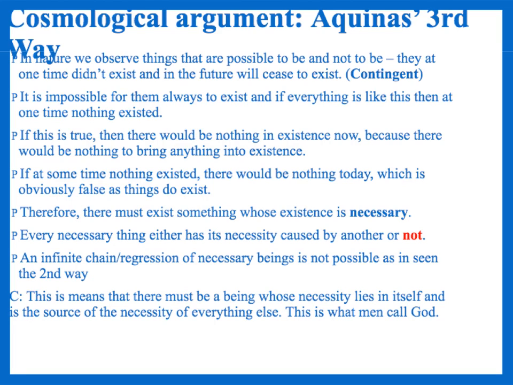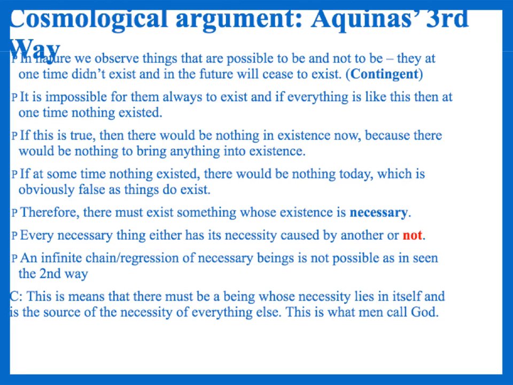Aquinas would not have used the term contingent or necessity or necessary being, but these are terms that we've later applied to Aquinas' work. So he says, in nature we observe things which are possible to be and not to be. So for example, it's possible for me to exist. I'm existing now, so I know that, but also there will be a time when I won't exist, and I know I haven't done in the future. So I'm an example of what we would call a contingent being.